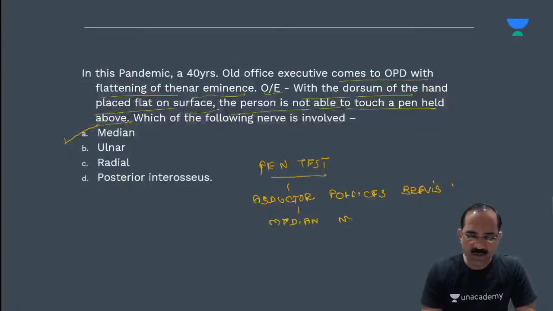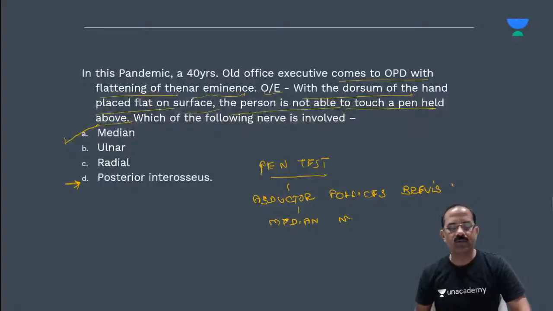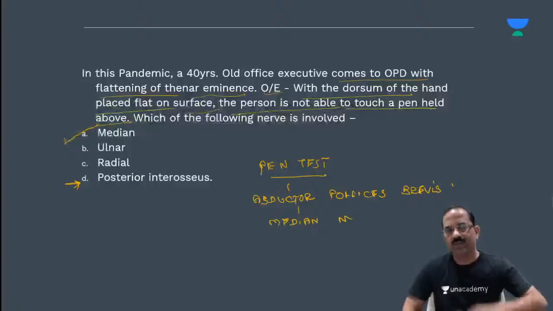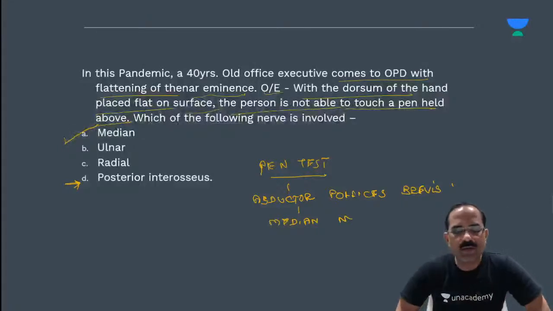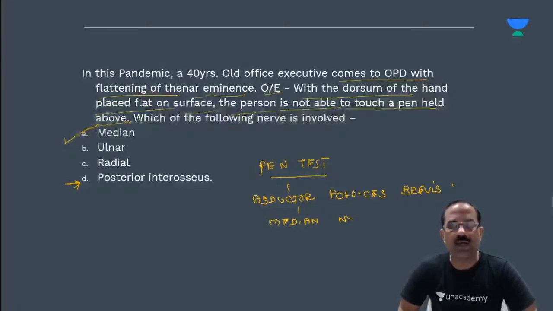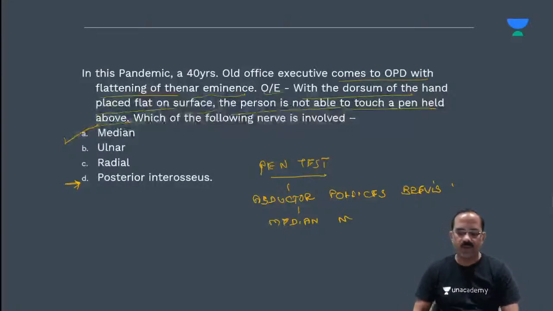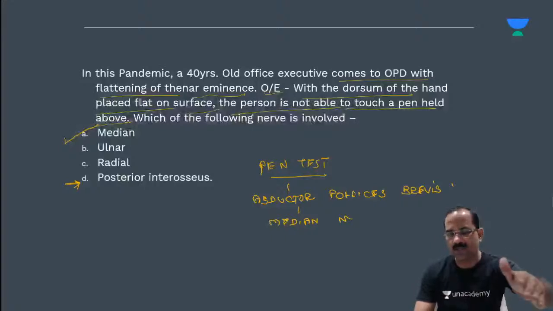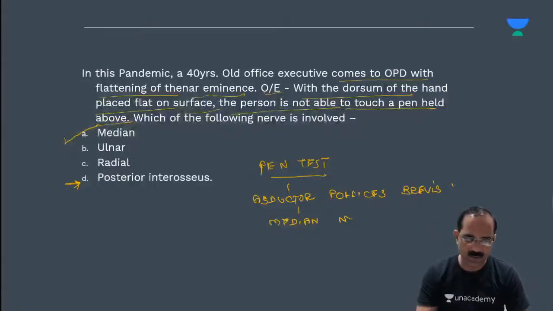Okay, posterior interosseous nerve is a branch of which nerve? Come on, answer students. Posterior interosseous nerve is a deep branch of radial nerve. And what is the deep branch of median nerve known as? The deep branch of median nerve is known as anterior interosseous nerve. So this is the pen test for abductor pollicis brevis. The nerve is median nerve, so the median nerve is injured.